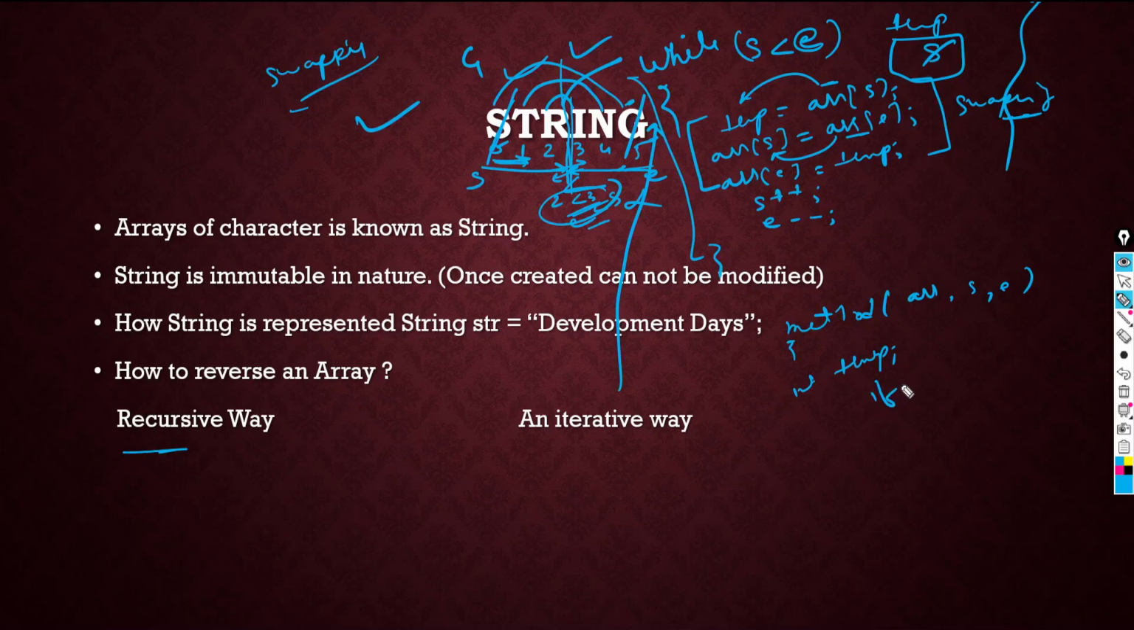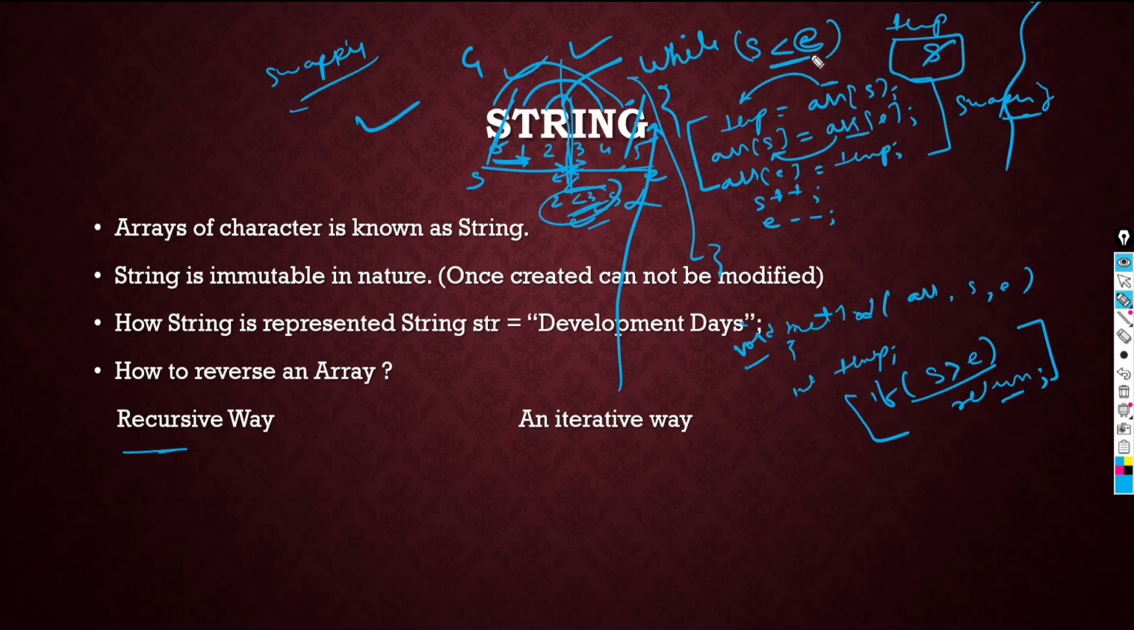Now what do you need to check? What base condition do you need to check? Base condition is start should be greater than end. If start is greater than end, what does this mean? This means you have to return. That means you do not have to perform any operation. This is void. That means you are returning, and this particular condition is your base condition now.